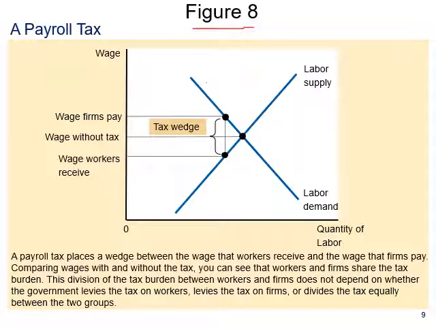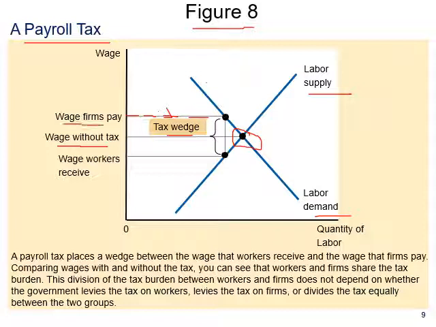Figure number 8 shows payroll taxes. In this figure, labor supply and labor demand intersect at this point, which is the equilibrium without taxes. So that's the wage without taxes. By imposing a tax, there will then be a tax wedge.